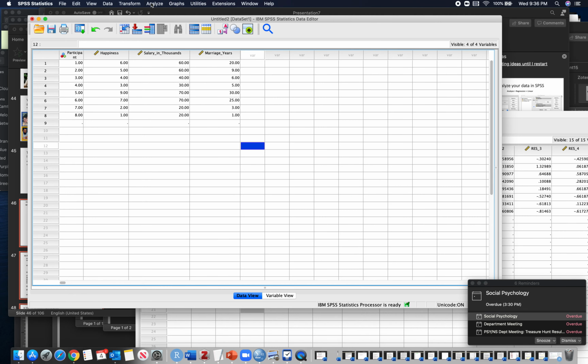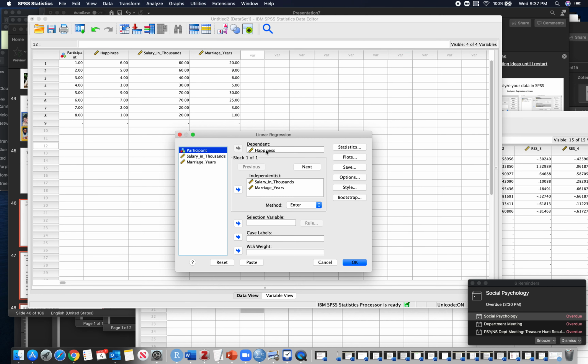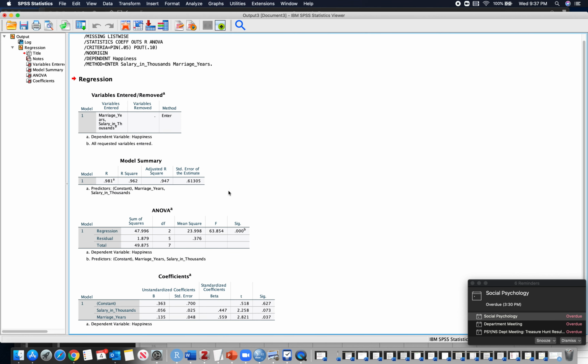I'm going to do that again so you can see it, but also so we don't have my practice problems in there. Analyze, regression, linear. Dependent variable, the ultimate outcome I'm trying to understand, happiness. My predictor that I'm interested in, salary, and the nuisance variable that I'm controlling for, marriage. I click OK. What do we get here?